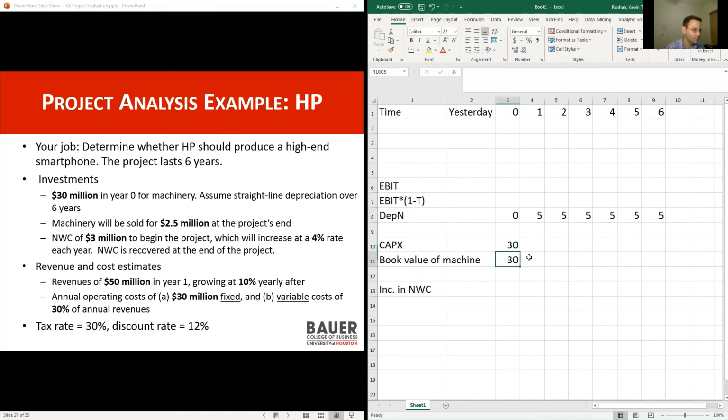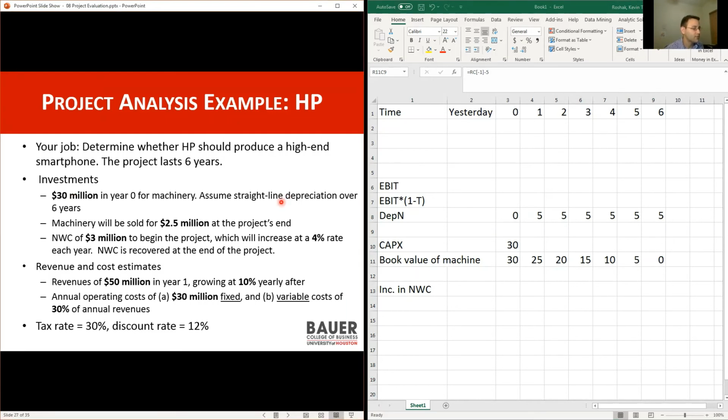So what happens to the book value then? Well, it's dropping by 5 every year. It starts at 30, and then it drops by 5 each time. So then finally, at the end of year 6, it should be worth 0. Right? That's a useful check. If you're depreciating it straight line for 6 years, then it should go to 0 in year 6. And so that's what we get. That's the initial CAPX. That's the depreciation.